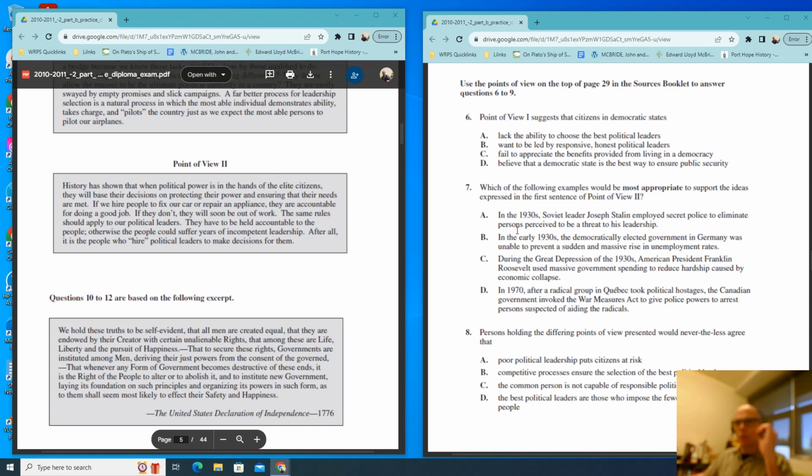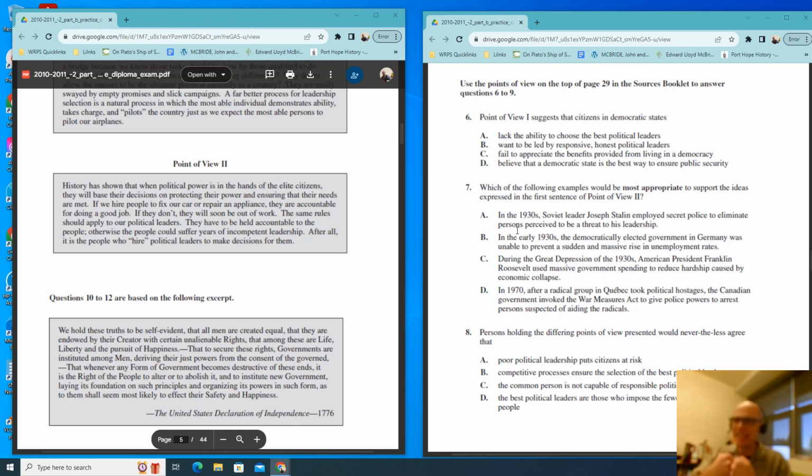Number 7 is a reading comprehension question. If you take your time, you should be able to match them up, much like number 6 was. History has shown that when political power is in the hands of the elite citizens, they will base their decisions on protecting their power and ensuring that their needs are met. They're protecting their power. Stalin purges others to protect his power because they're a threat to his leadership.